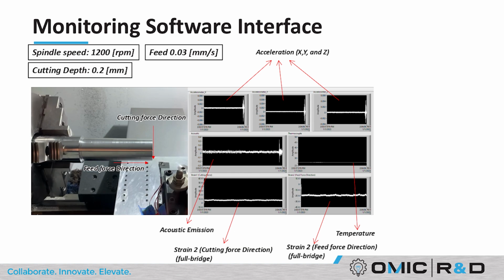And this is a test snapshot after we developed a prototype of the smart tool. On the left is the cutting process, and on the right side are all the sensor data we sampled from the sensors. You can see the acceleration or vibration in X, Y, and Z orthogonal orientations sampled by the vibration sensor, the acoustic emission noise, the cutting temperature, and also the strain or cutting force in orthogonal orientations.